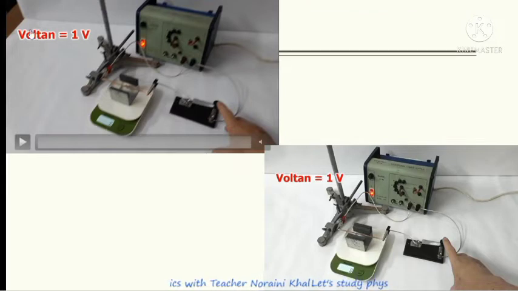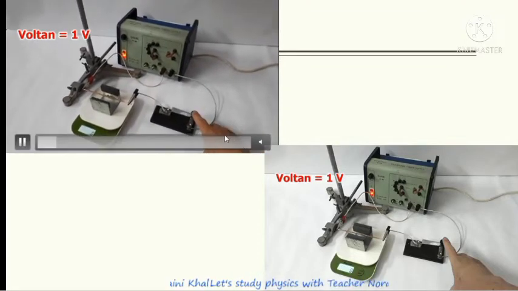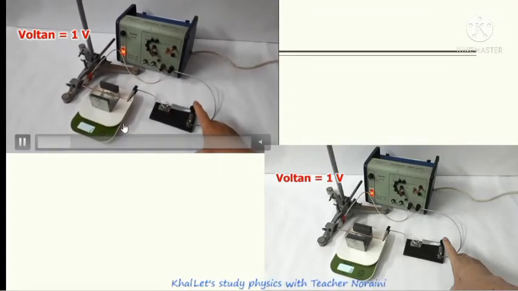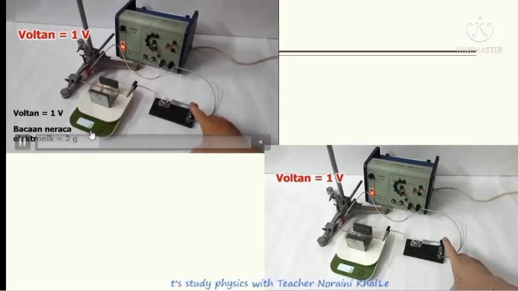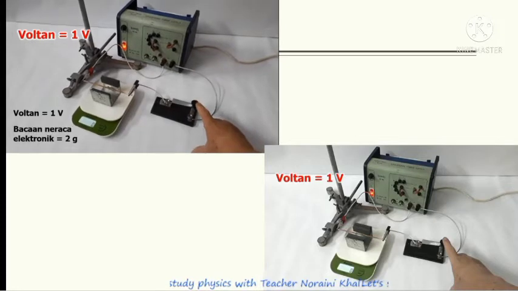Let's say the first situation, voltage equals 1 volt. Initially, the reading of the electronic balance is 0. You observe what happens when the switch is on. So you can see the reading becomes 2 gram. What caused the reading to increase?